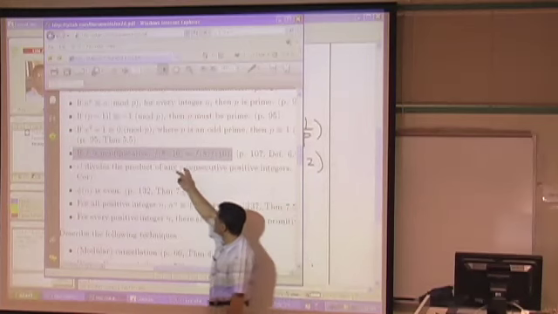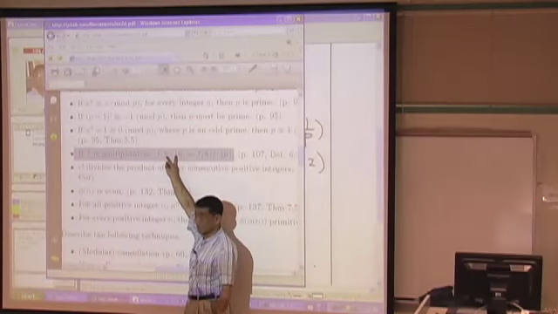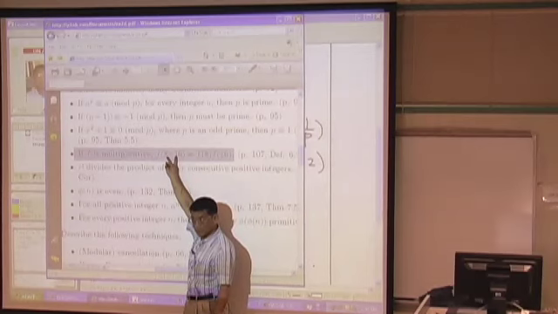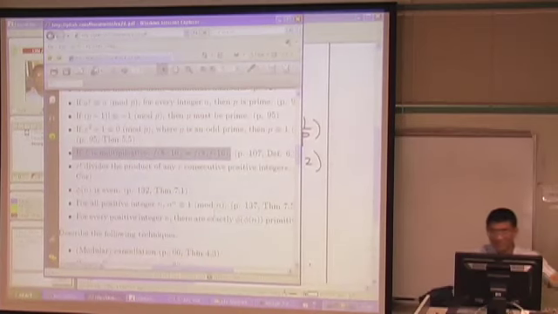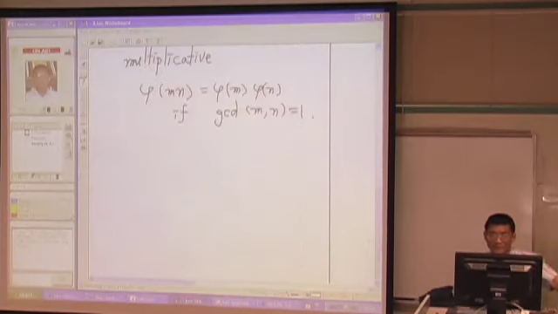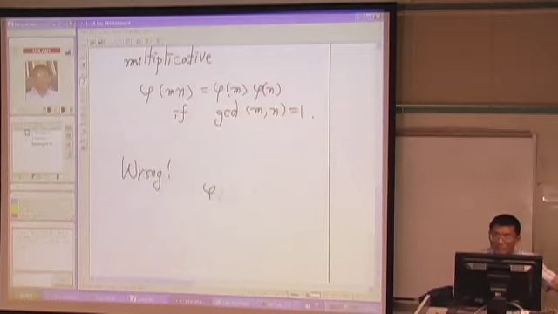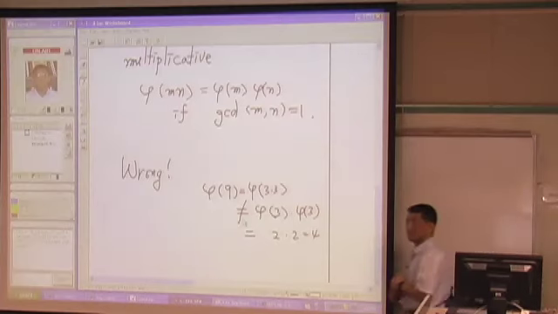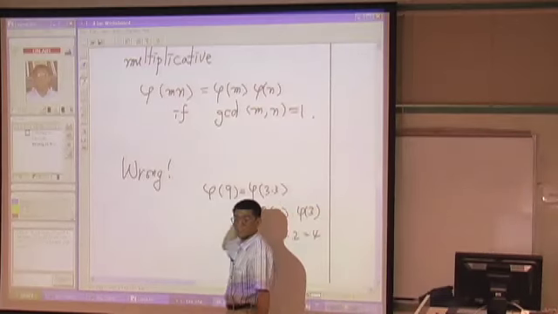In this case, what is the GCD? 8. 8 is not 1, so it is wrong, right? Do you understand what I mean? In other words, you cannot say this thing. If the function is multiplicative, then you may say, oh, phi of 9 equals phi of 3 times 3 equals phi of 3 times phi of 3, and then phi of 3 equals 2, and then 2, and then 4. And then this is not correct. Do you see it?